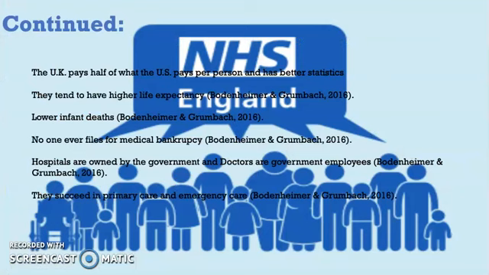Continued. The UK pays half of what the US pays per person and has better statistics. They tend to have a higher life expectancy in the UK, lower infant death, and no one ever files for medical bankruptcy, versus here in the US, where there are people who are at the point where it's either, do I feed my family, do I pay my bills, or do I pay this medical bill? And if they don't pay their bills, then obviously they go to collections, and when they go to collections, it affects their credit score. And in America, the credit score is what makes or breaks you.